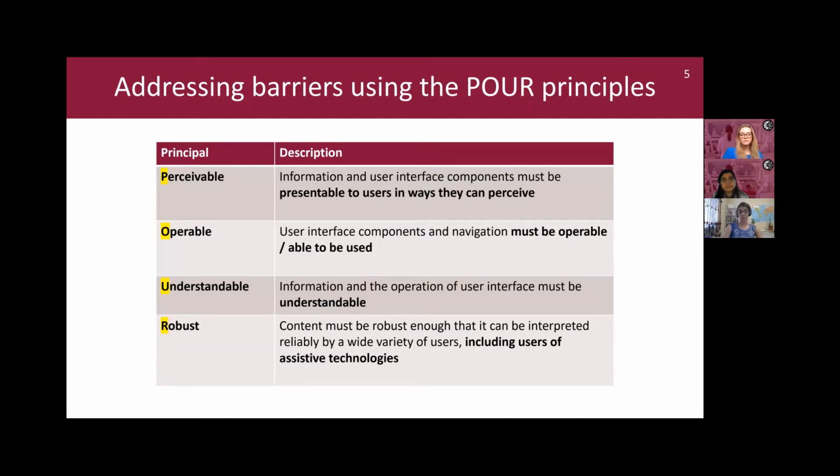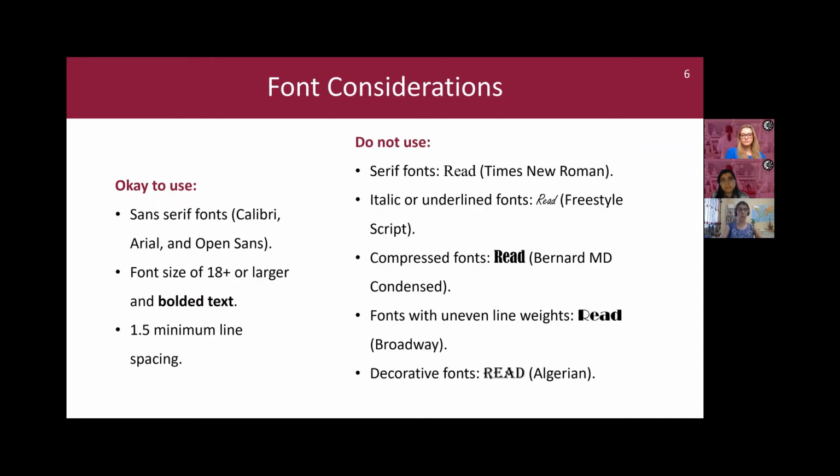It has to be understandable. Information and operation of the user interface must be understandable. And of course, robust. Content must be robust enough that it can be interpreted reliably by a wide variety of users, including those who may use different technologies to assist them in understanding the digital content. We could have a workshop of more than two to three hours on accessibility and how to make digital content more accessible, but let's just focus on some important tips when it comes to the online presentation and preparing online content, focusing mainly on PowerPoint.